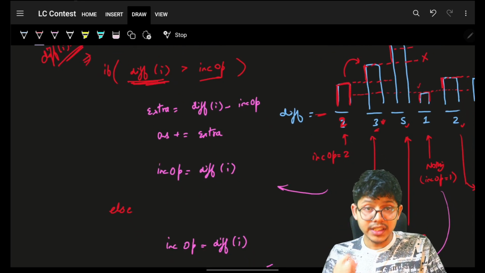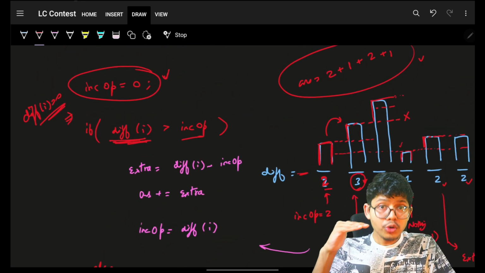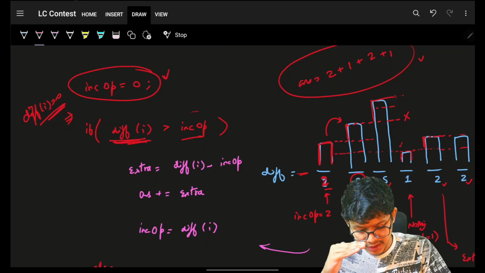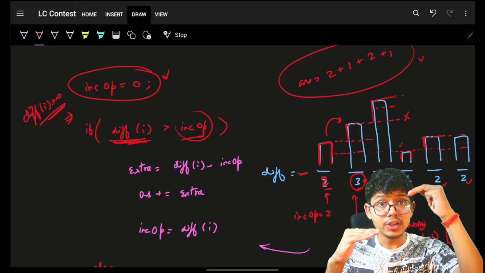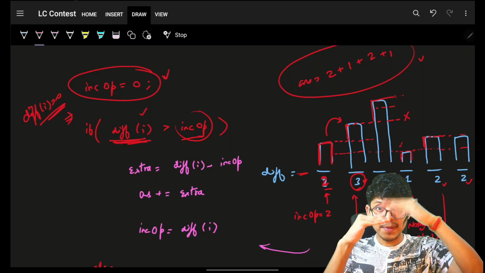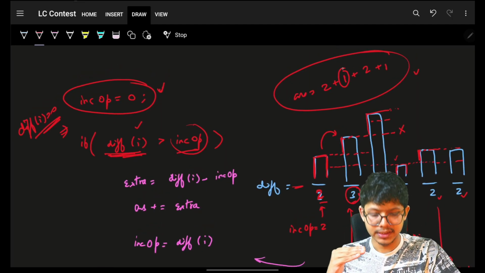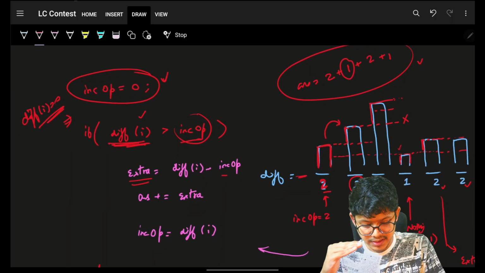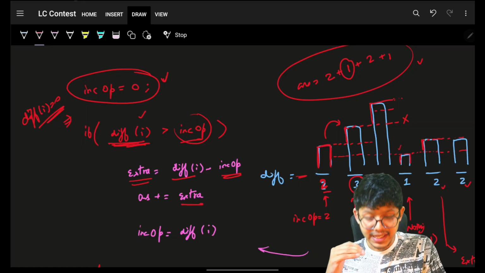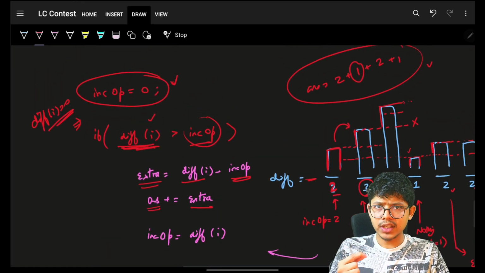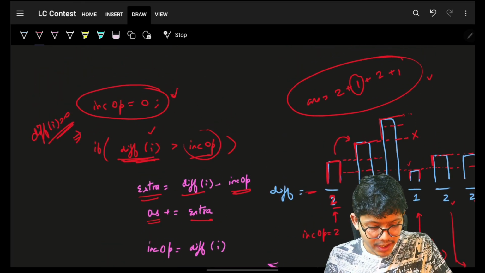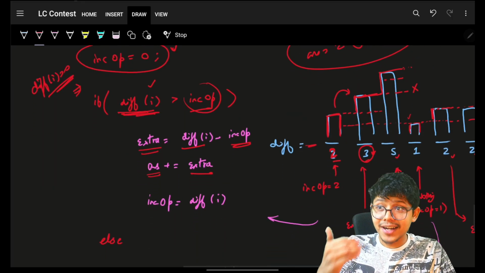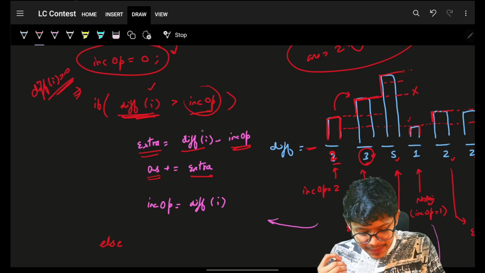If your diff of I is more than increase operation, which means your diff of I was more than your bar, then firstly make sure what is the current bar, which is the increase operation, and where you want to go, which is diff of I. Then that specific difference you have to add in your answer. So firstly, I will find extra, which means current bar, which is this, and diff of I. I'll find the extra and I will add that in my answer because that's what I needed. But I also need to make sure now my current bar has reached to what? Now my current bar has reached to that specific diff of I.